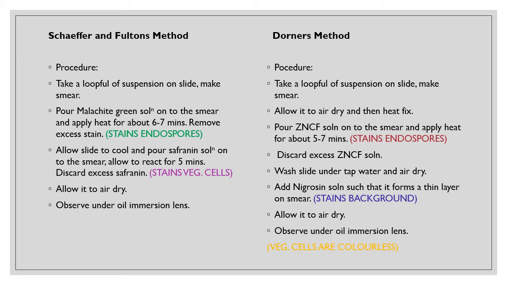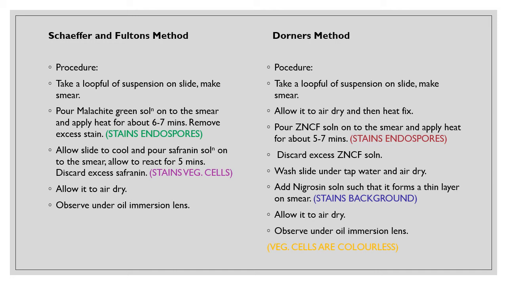So in case of the Schaffer-Fulton method, you take a loopful of suspension on a slide, you make a smear and you pour malachite green solution onto the smear. Okay, then you apply heat for say 5 to 7 minutes. Okay, so heat properly so that it helps the malachite green to enter the endospores. Okay, heat acts as the mordant or accentuator which helps the stain to penetrate endospores.